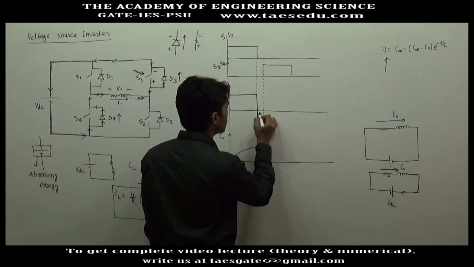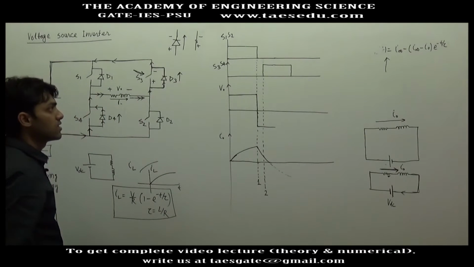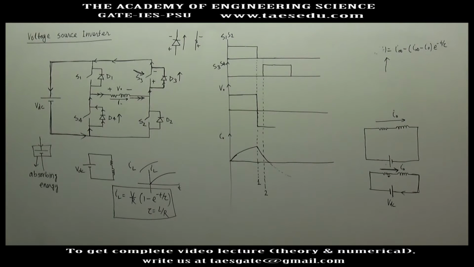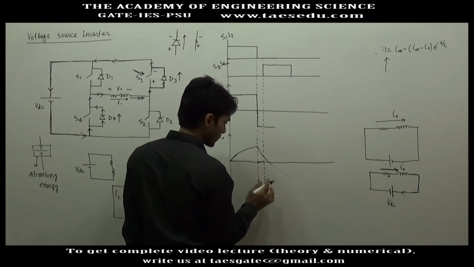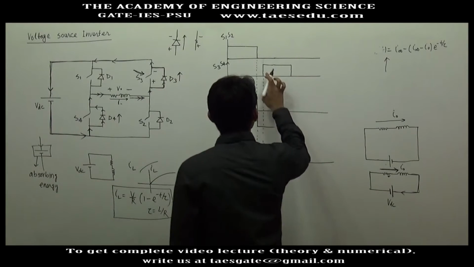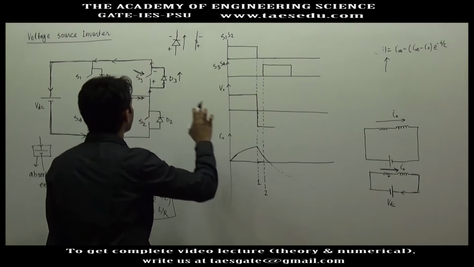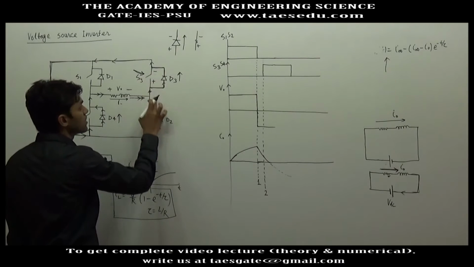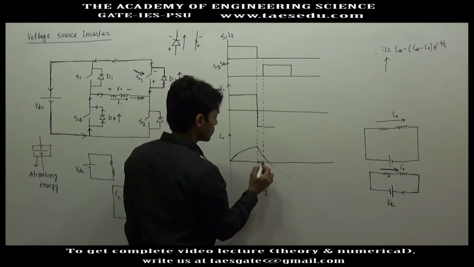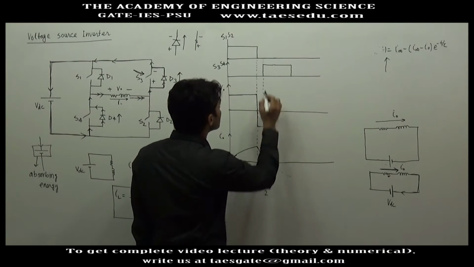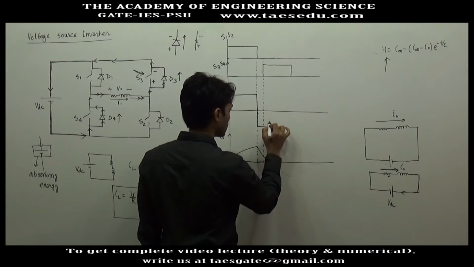During interval 1 and 2, no switch is given gate signal. That's why no main switch will be conducting. Between interval 1 and 2, diode will be conducting. After point 2, switch S3 and S4 was given gate signal, but S3 and S4 was reverse biased due to on state voltage drop of D3. So even after instant 2, switch S3 and S4 will not conduct.